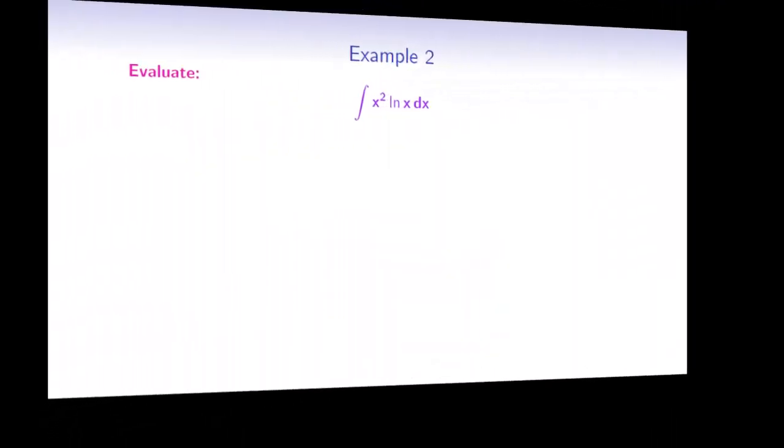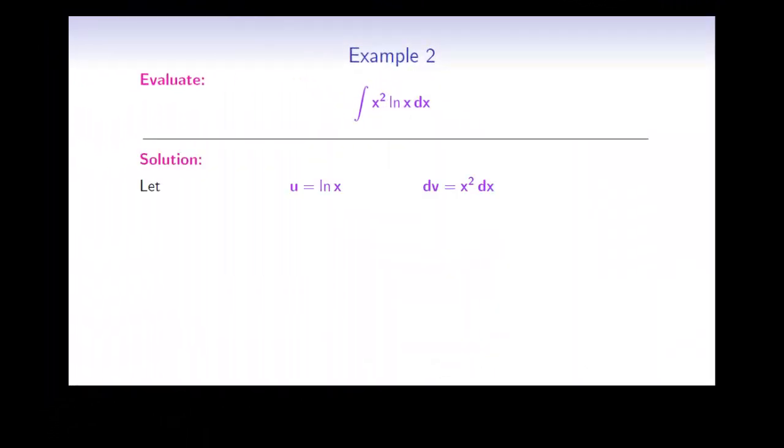Here is our second example. First, we need to choose our u and our dv. This time, we are going to choose u equals ln x, because ln x would have been very difficult to integrate. So we would rather choose this as our u, which means we have to differentiate it. And that we can do. The derivative of ln x is 1 over x dx. The remaining part of the integrand is x squared dx, so therefore this is our dv.